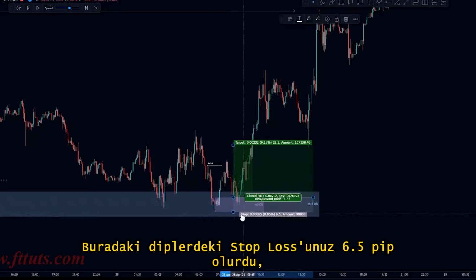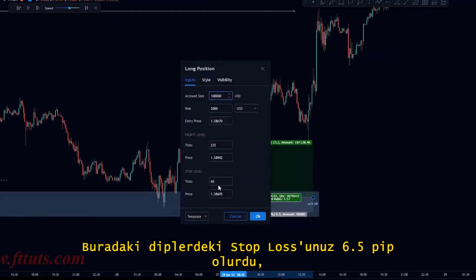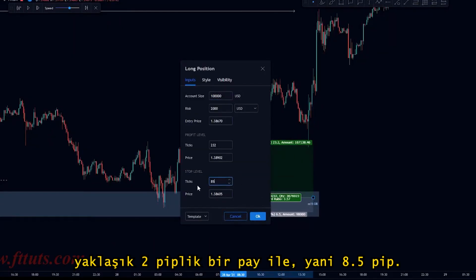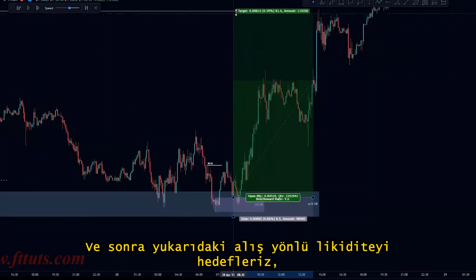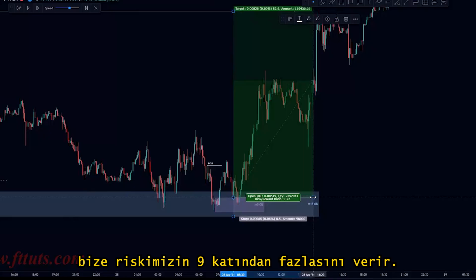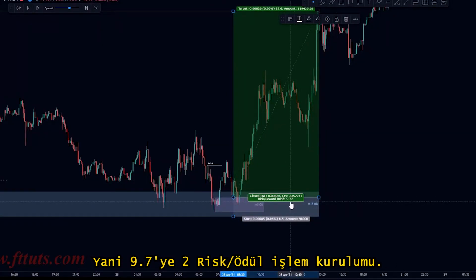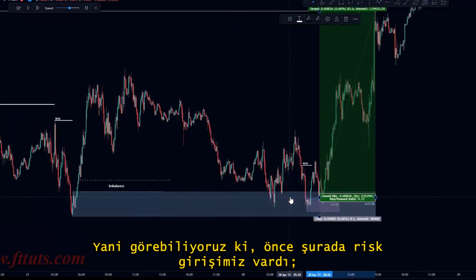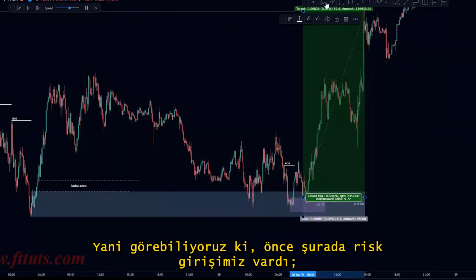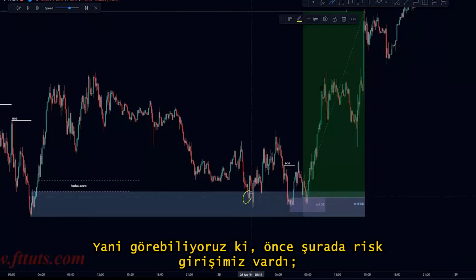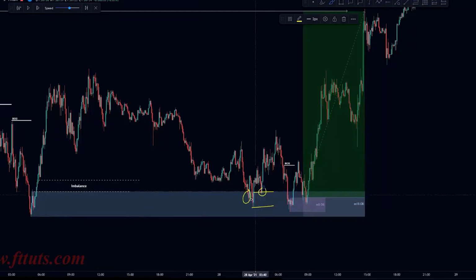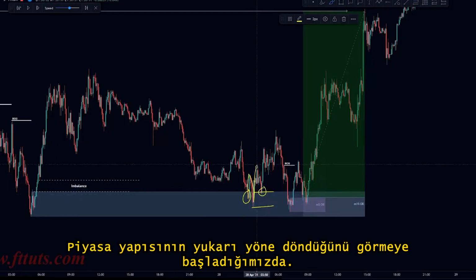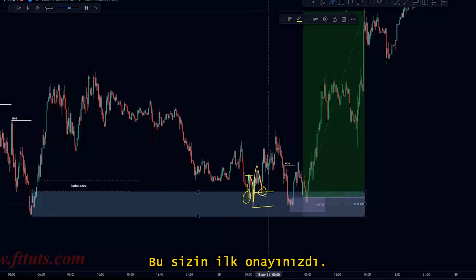Your stop loss at the lows here would have been 6.5 pips with a buffer of about 2 pips, so 8.5 pips. And then we would target the buy side liquidity to the upside, giving us well over 9 times our risk, so a 9.72 risk to reward trade setup. So we can see that first we had our risk entry over here. Okay, second, we had our confirmation entry here. Once we started seeing market structure shifting to the upside, right? This was your first confirmation.